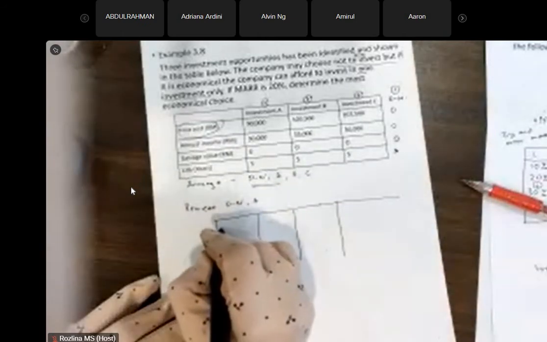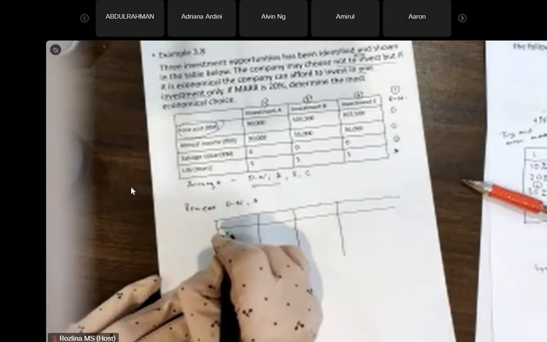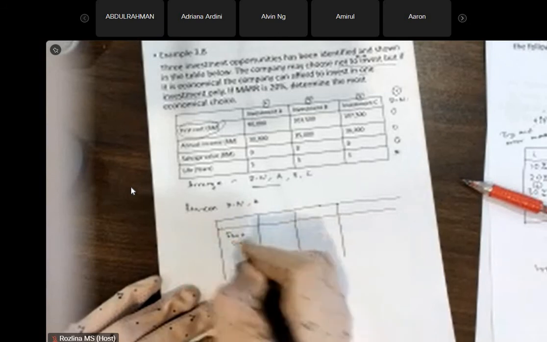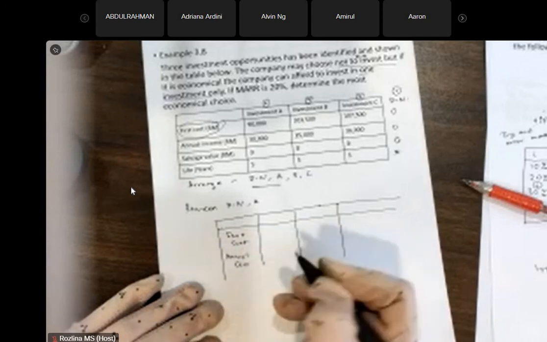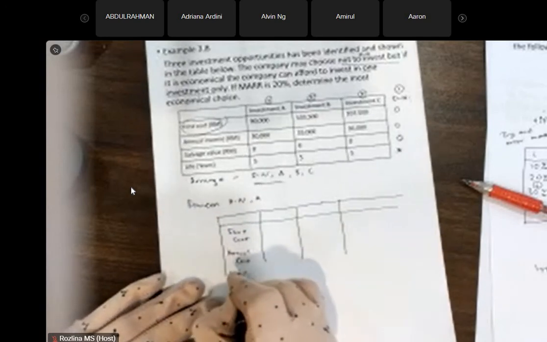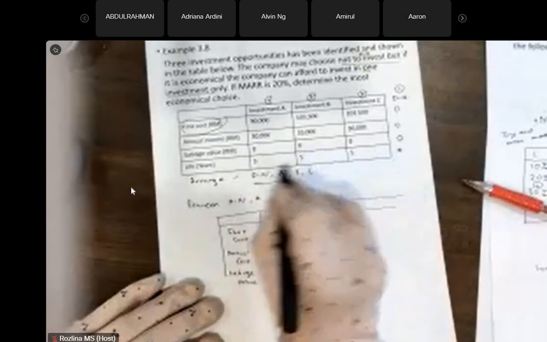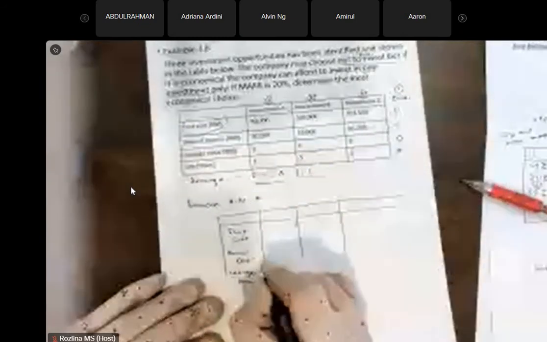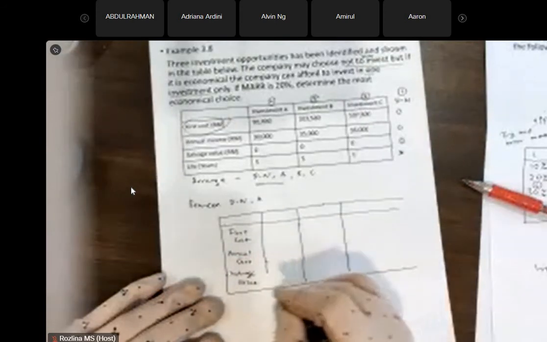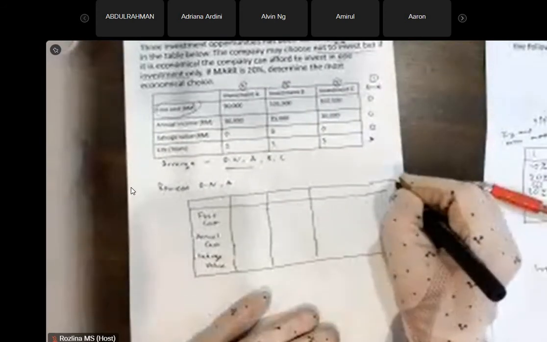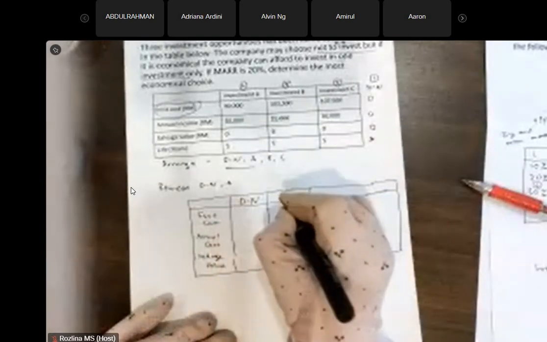Here we have the first cost, the annual cost, and the salvage value. This is easy because the years are all the same, so we can ignore them and put them aside for now. First cost for do nothing and A.